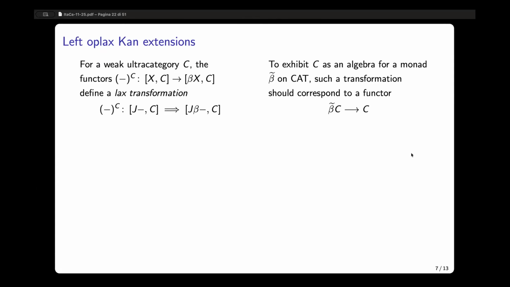If we want to express weak ultracategories as algebras for a monad on Cat, then these lax transformations need to correspond, in a sense, to functors from some category built from C into C. Indeed, the algebra map.